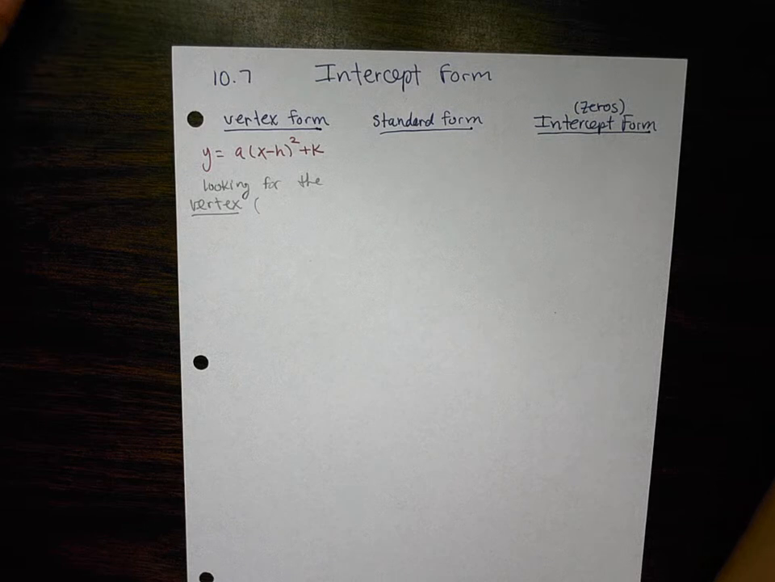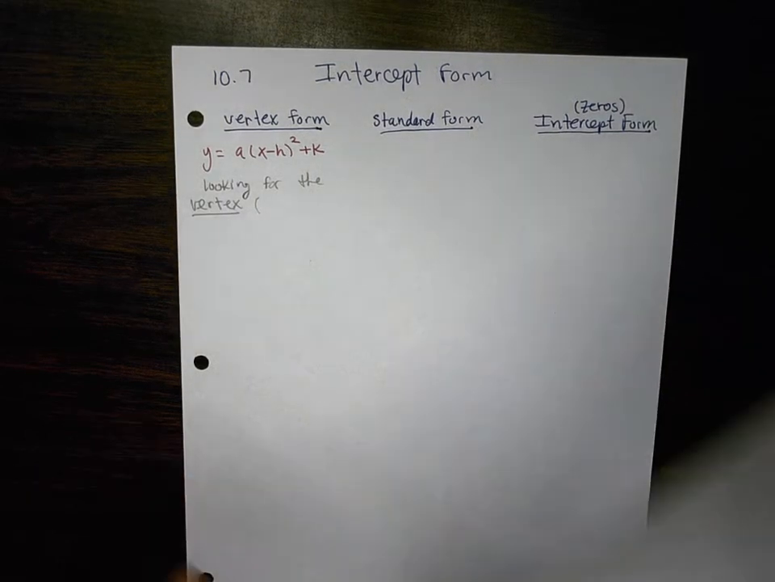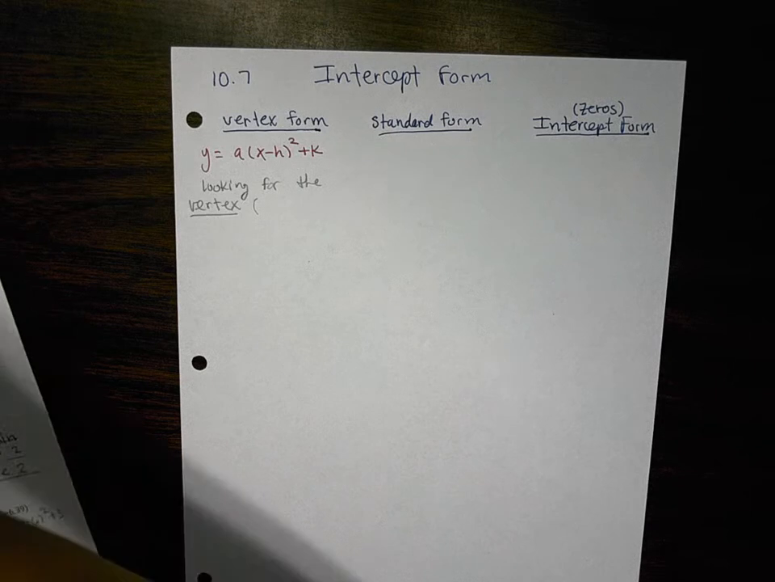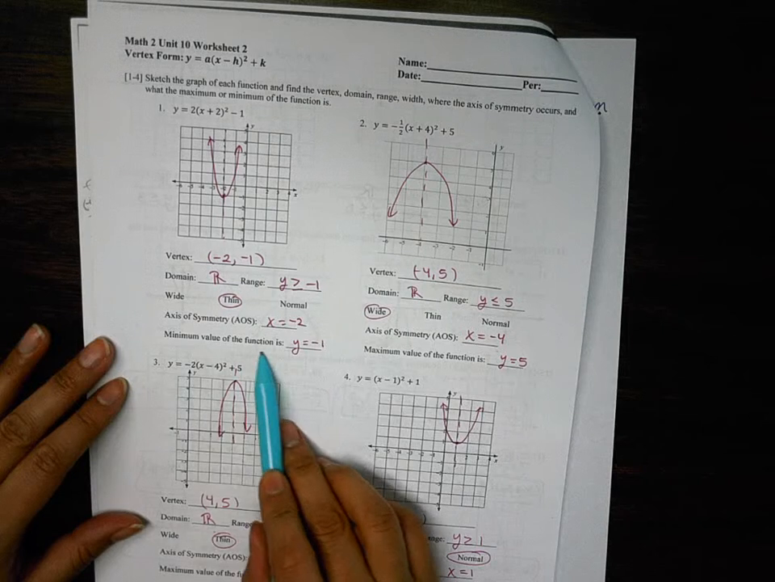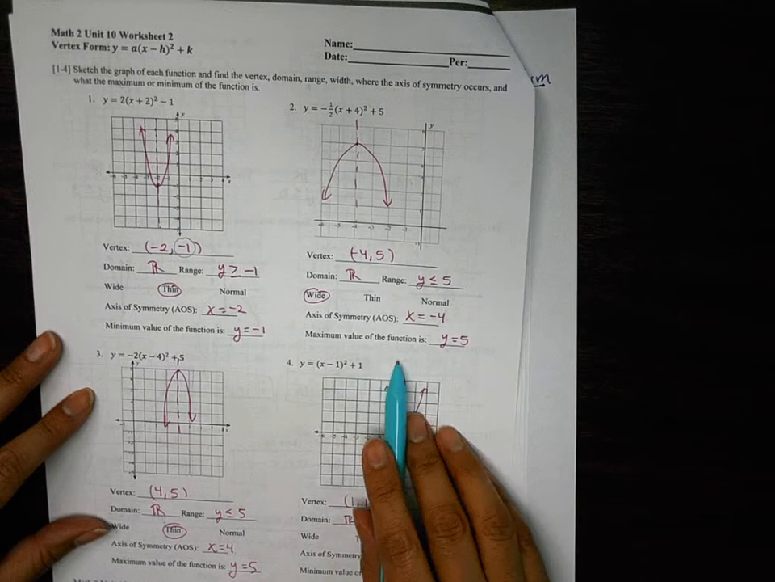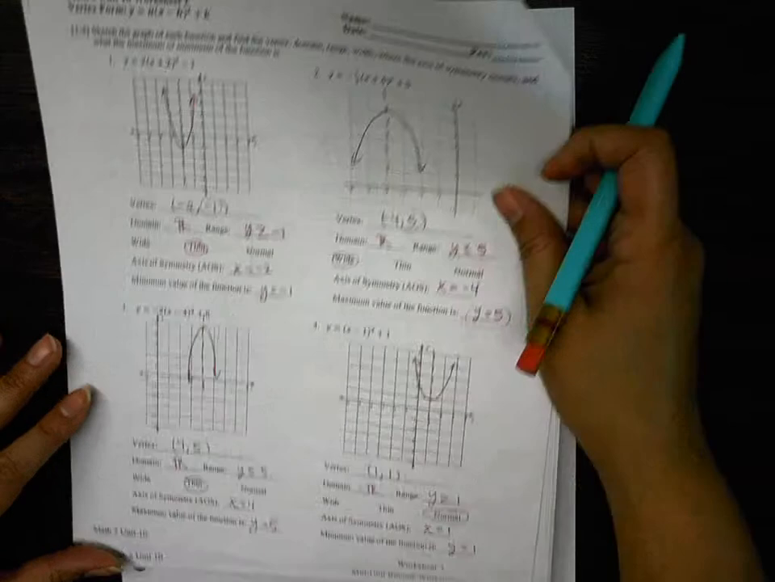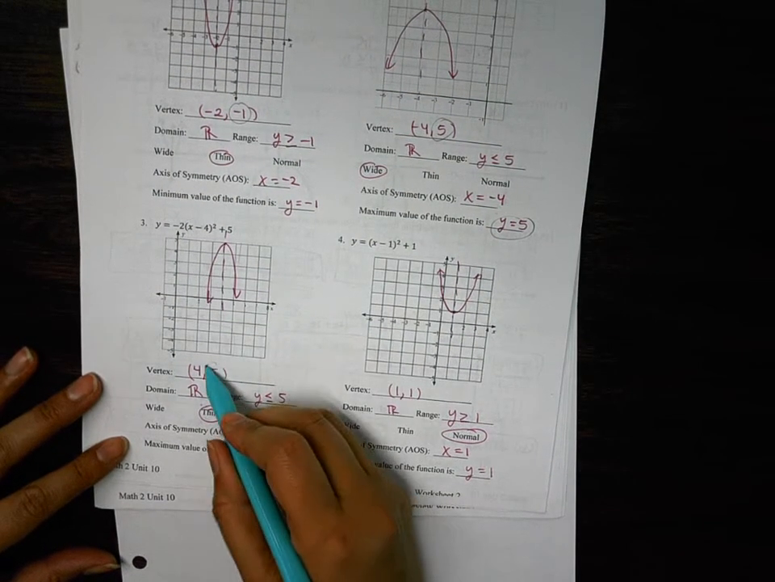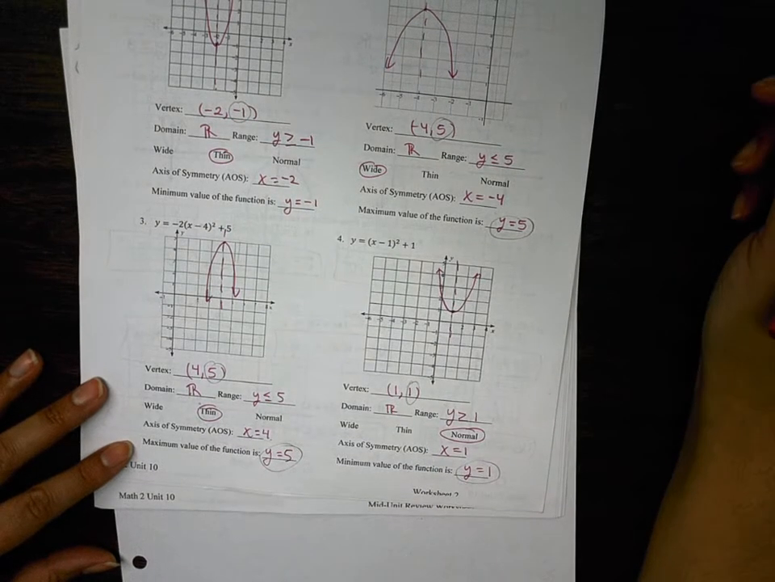When they ask for the vertex, what are other things that they may ask for that you need to know the vertex? I know that sounds kind of weird. Let me show you what I'm talking about. Right here. The minimum value of a function is -1. Is that the y value of your vertex? The maximum value of the function is y equals 5. Is that the y value of your vertex? Yes. Here it's y equals 5. Is it the same thing, the y value of your vertex? And here it's 1. Is it also the y value of your vertex?